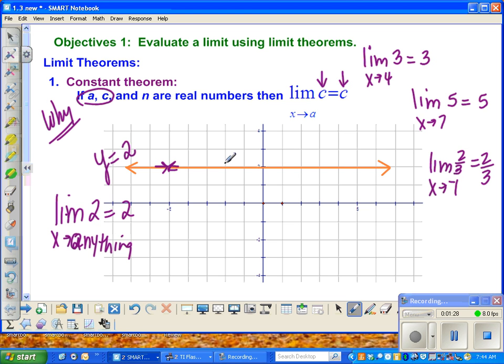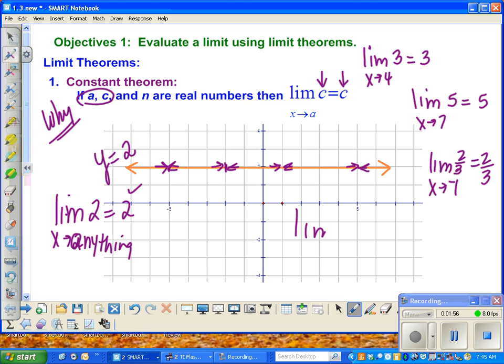So if I want to do -2, Madeline, as we approach from the left and the right, therefore the limit is still 2. All right, Anthony, if I approach 1 from the left and from the right, the limit is still 2. Ashley, if I approach 5 from the left, what's my limit? And from the right, therefore the limit is 2.